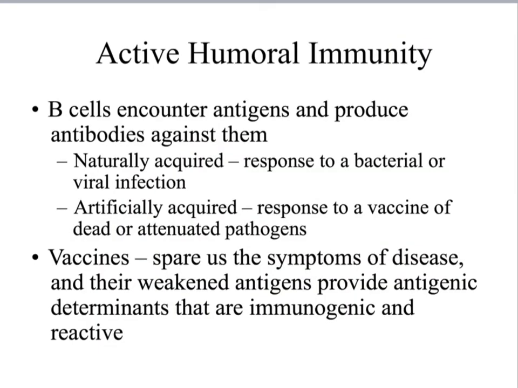B cells encounter antigens and produce antibodies against them. In naturally acquired, this is a response to a bacterial or viral infection, or artificially in response to a vaccine or other attenuated pathogens, which means they're kind of weakened. Vaccines, as you know, spare us the symptoms of a disease, and their weakened antigens provide antigenic determinants that are immunogenic and reactive. What that means is that the disease, the bacteria, the virus is weakened, so it can't actually make you sick.